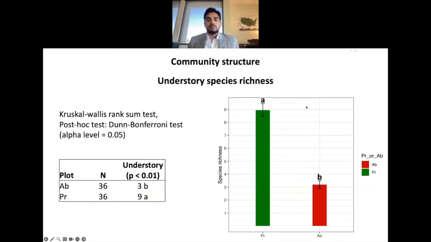So let's explore the community structure, starting with the species richness. Species richness refers to the number of different species that are present in a specific area, ecosystem, or community. Here we see the green one represents the presence of Bartonia, and the red one represents the absence. With the presence, we see high species richness in the plots where our species is present as compared to the absent sites.